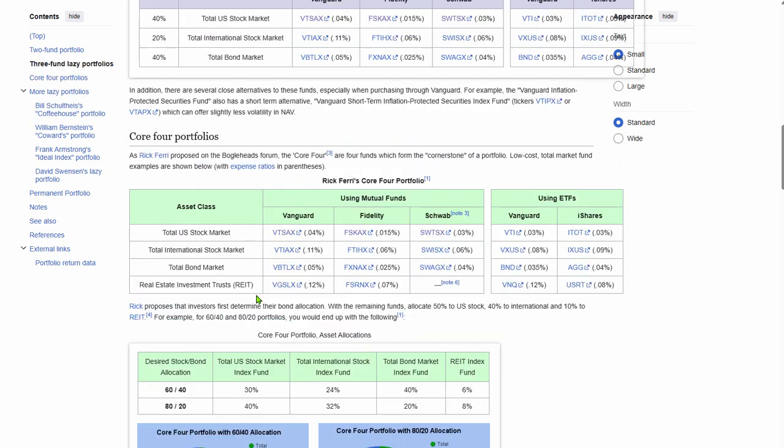But the goal is to try to keep it simple. 3 funds is good. You could do a little bit more. And I'll show you my calculator where I have a 6 fund portfolio that I use.